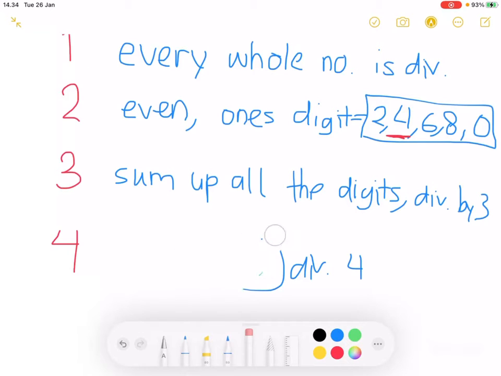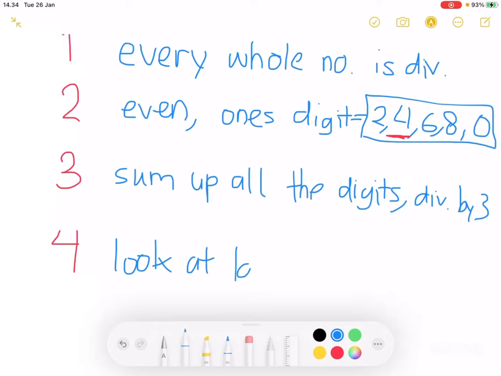So we can conclude that if you're testing whether a number is divisible by 4, you can just look at the last 2 digits and see if they're divisible by 4.